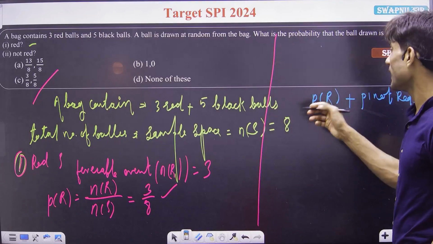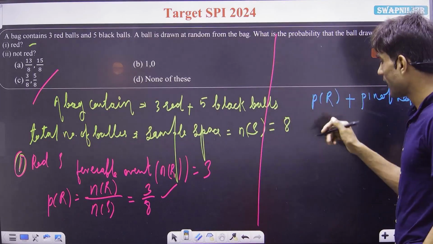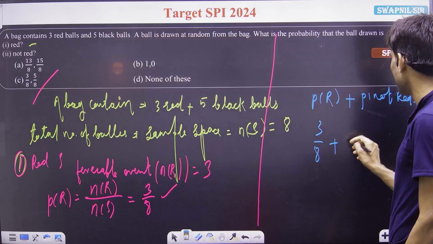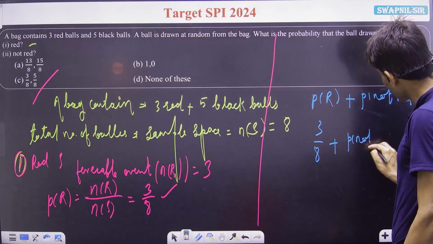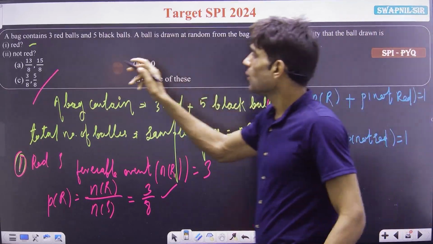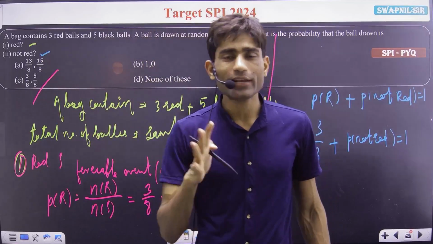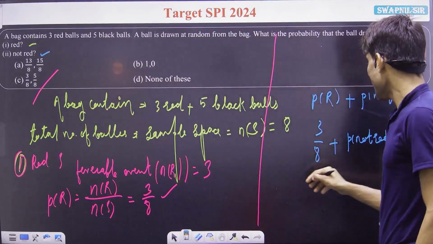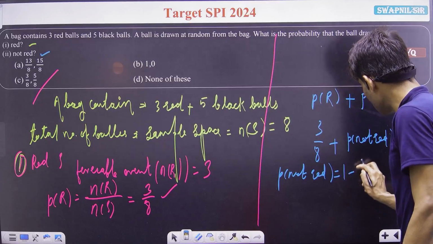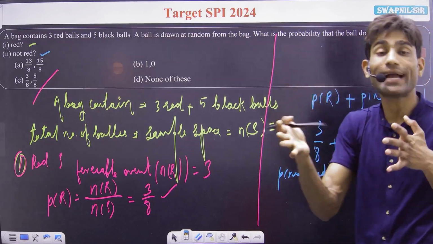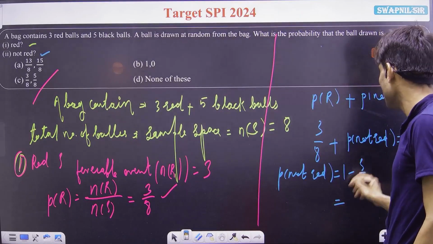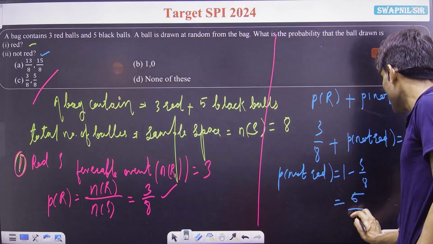So the probability of the event red is 3 by 8. We want the value for the probability of the event not red, which together with red is equal to 1. We want the value when the balls are not red in our bag. So the probability of the event not red is 1 minus 3 by 8. The positive 3 by 8 taken to the other side gives a negative value. So 1 minus 3 by 8 means 8 minus 3 over 8, which is 5 by 8.